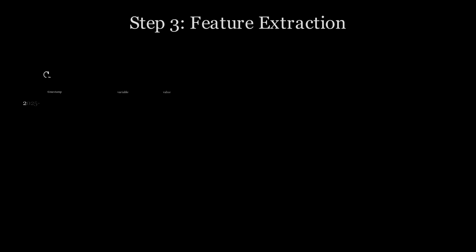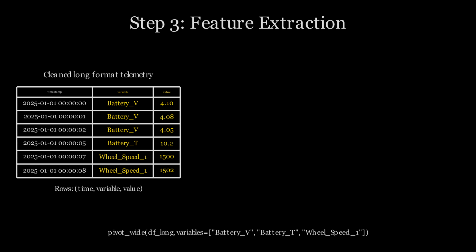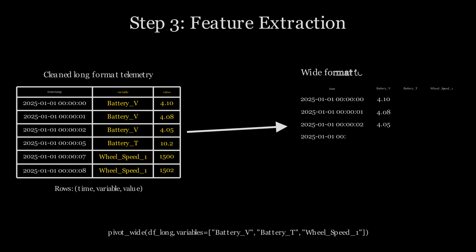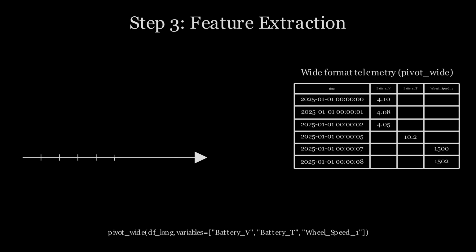Now that pre-processing is complete, we move into feature extraction. We start with the clean long-format telemetry. Each row has a timestamp, variable, and value. Using our pivot wide function, we reshape this into wide format so every variable becomes its own column. That lets us view the data as a set of synchronized time series evolving together.